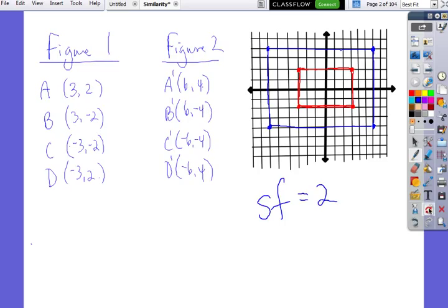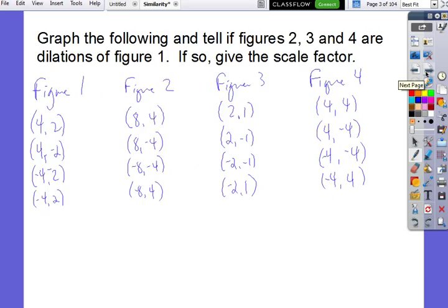All right, do these without graphing. I know it says graphing. Tell me if these are dilations based on the numbers. Is figure 2 a dilation of figure 1? Yeah. Is figure 3 a dilation of figure 1? No. Is figure 4 a dilation of figure 1? If it is a yes, write down what the scale factor is. Don't say it out loud. Write down what the scale factor is if it works.